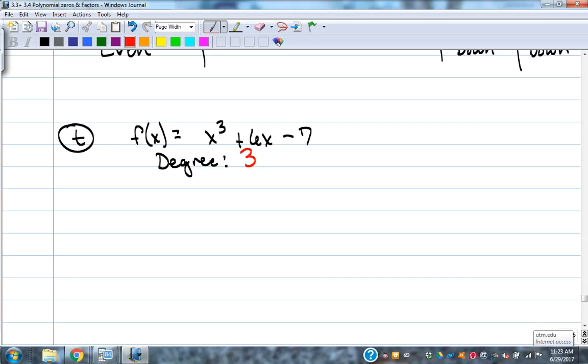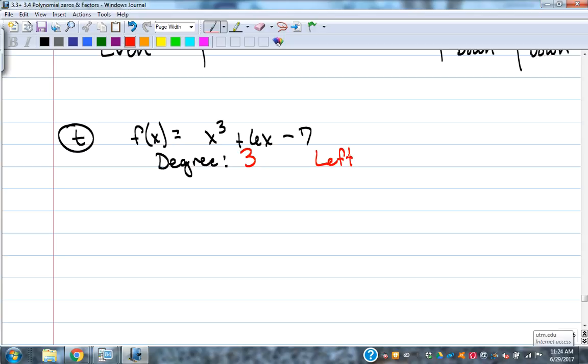What do we know about the degree of 3? What's it tell us about the problem? There's 3 zeros. It tells us that. So that's relating it to the zeros. It tells us it's an odd degree, so we know the ends are going to go opposite directions. One's going to go up, one's going to go down.